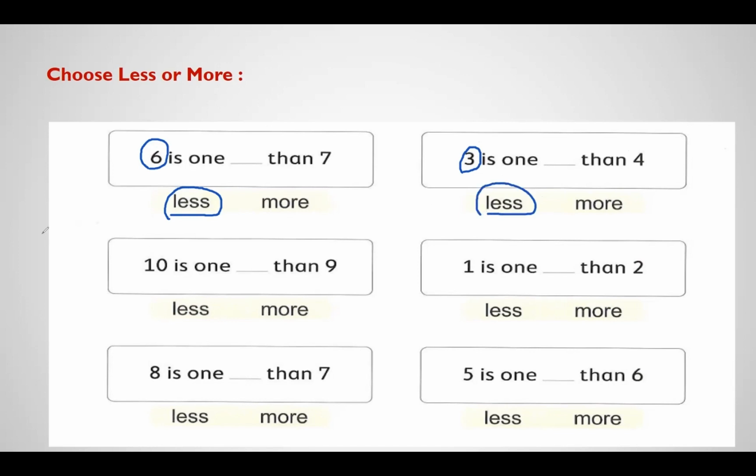Here we have 10. 10 is 1 less or 10 is 1 more than 9. Look at number 10. Is number 10 big or small? 10 is the big and 9 is the small. So we are going to look at 10. 10 is big, and big means less or more? Yes, 10 means more. Next. 1 is 1 less or 1 more than 2. Number 1 is the small. So small means less.